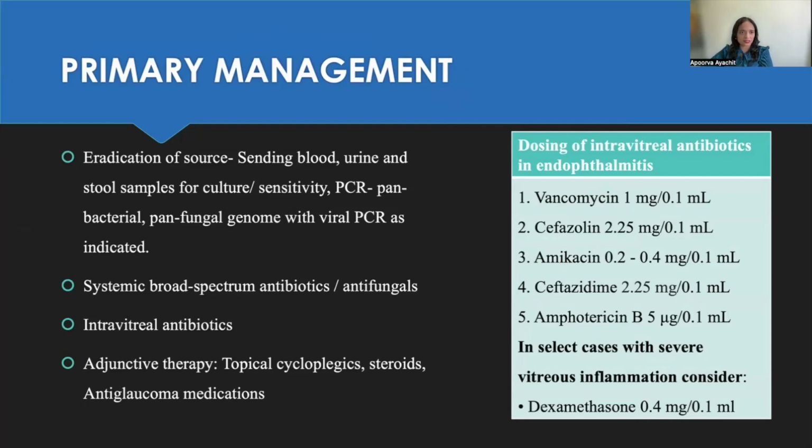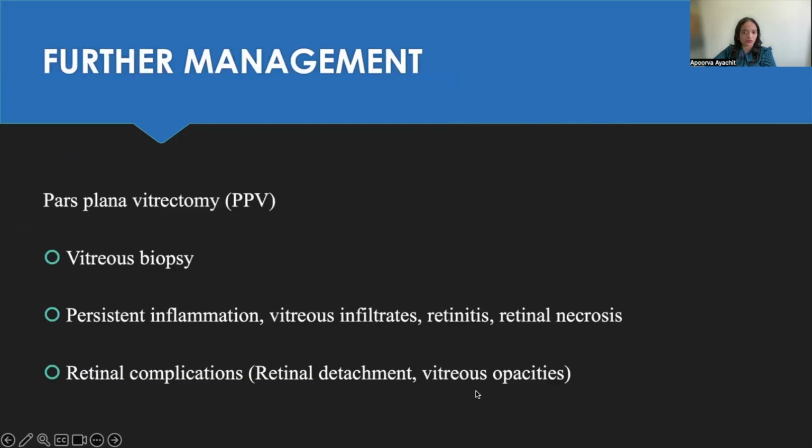PCR should also be considered, which will reveal some pan-bacterial, pan-fungal genome as a screening and specific bacterial and fungal markers on PCR. Systemic broad-spectrum antibiotics and antifungals are necessary. Intravitreal specific antibiotics are also to be used, and adjunctive therapy is, of course, always used with topical medication and anti-glaucoma as indicated. Here are the doses of the antibiotics, which you can take a screenshot and use for your reference.